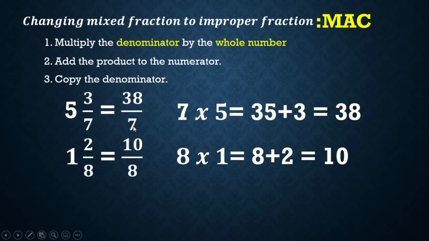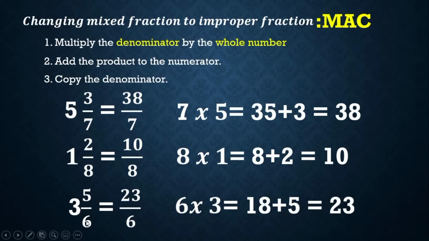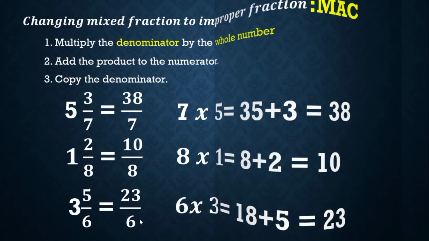Okay. Next. So, in changing mixed fraction to improper fraction, basta ito lang tatandaan natin. Yung multiply, add, and copy. Another example, 3 and 5 over 6. So 6 times 3, that is 18, plus 5, 23. And copy the denominator, so 23 over 6.